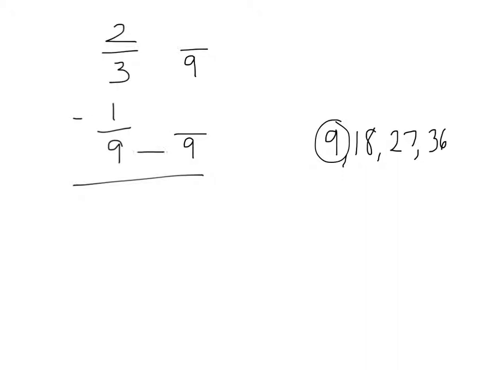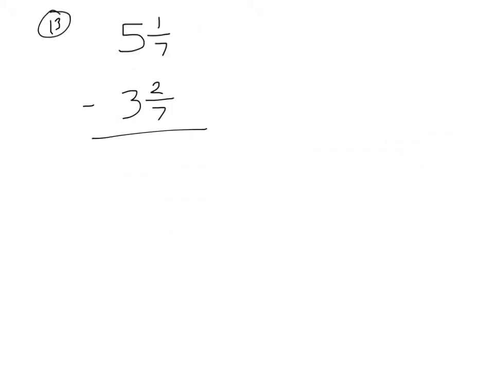This 9 here didn't change, so the 1's not going to change. You multiplied it by 1 essentially. The 3, you multiplied by 3 to get to 9, so I need to multiply my numerator by 3 also, and I get 6. Now this time we're subtracting, so 6 minus 1 is 5. My denominator stays the same, and that's also in simplest form.